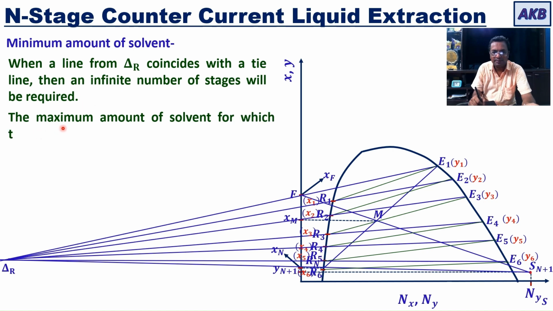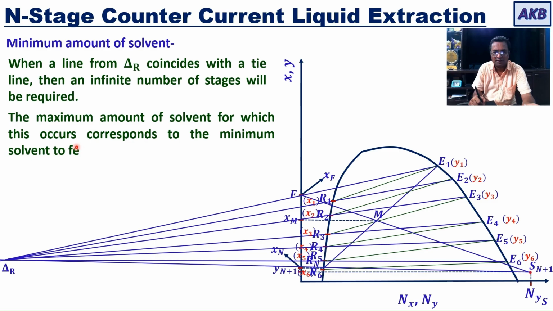Then the maximum amount of solvent for which this occurs, you have an infinite number of stages. When a line from delta R coincides with a tie line, the maximum amount of solvent for which this occurs corresponds to the minimum solvent to feed ratio that can be used.